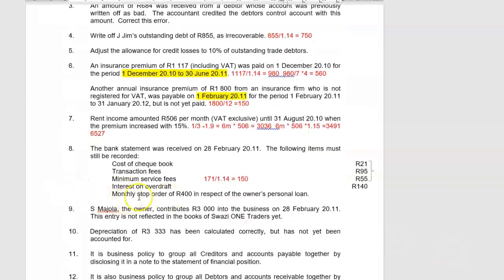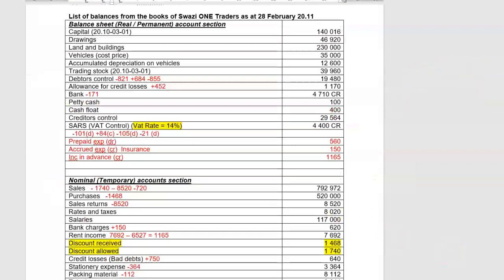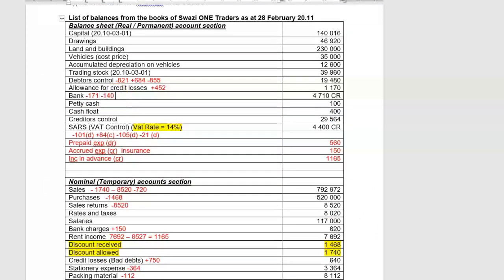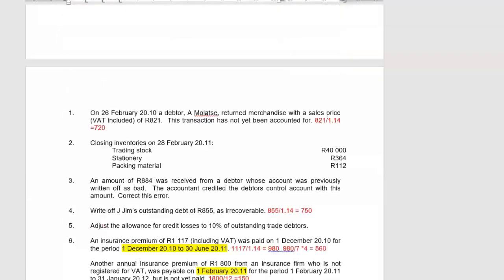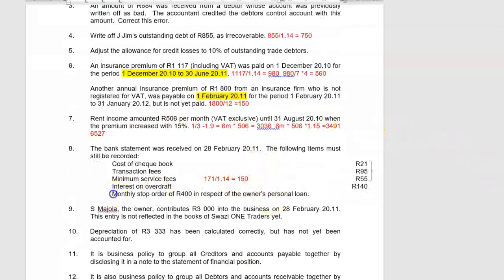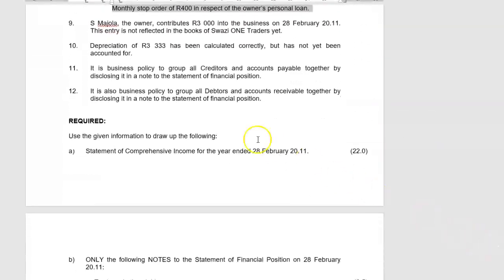Now, the last thing: there is a monthly stop order of 400 Rand in respect of the owner's personal loan. Because that 140 Rand obviously would have gone off our bank account, and the 400 Rand would have gone off our bank account, so we would have credited bank and we would have debited the drawings. Now, if you put drawings in your income statement, you should kick yourself, bang your head against the wall. You have to do all kinds of ugly things to yourself because drawings is not an income statement item. It is part of equity and it reduces our equity. So basically, you could have ignored that 400 Rand altogether because it doesn't appear in the income statement and it isn't part of trade and other receivables or trade and other payables.